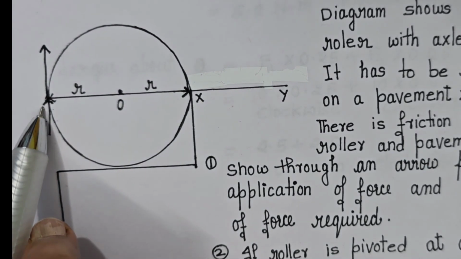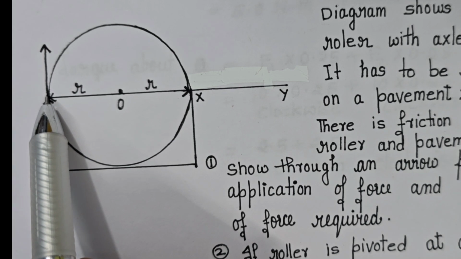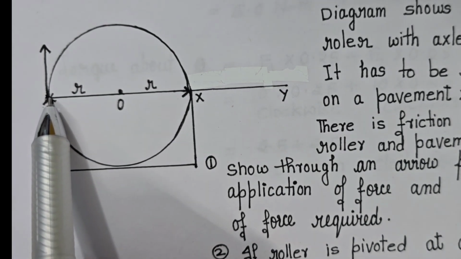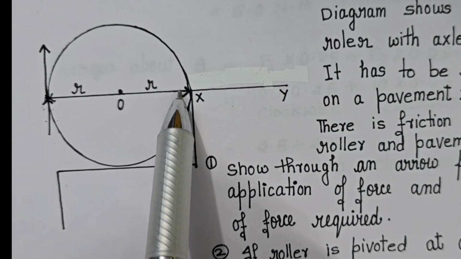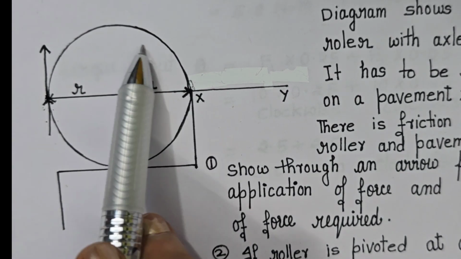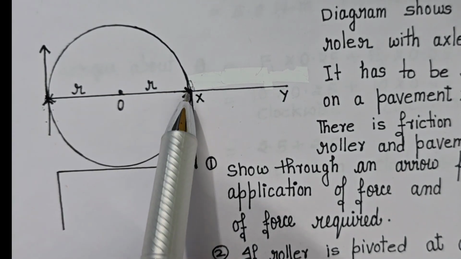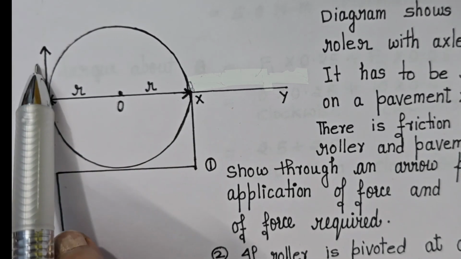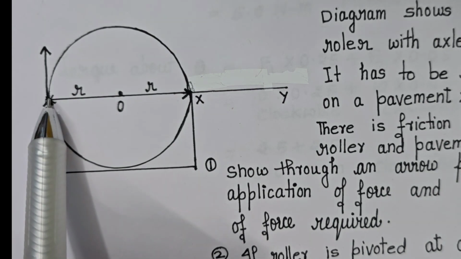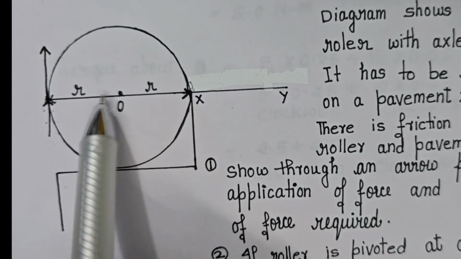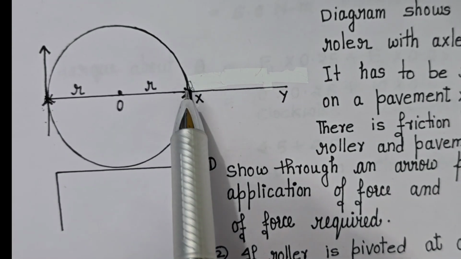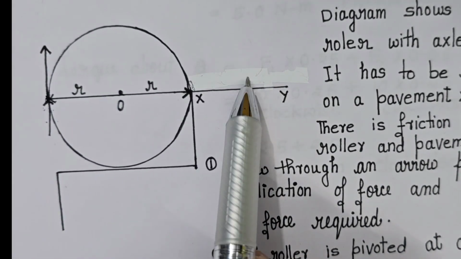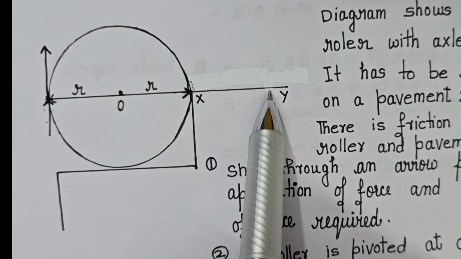Now calculation, and why we selected this point to apply the force, because force here is at the maximum distance from the point of rotation. The roller is rotating about this point, so at the maximum possible distance I am applying my force so that the maximum torque which is possible is applied and this roller is easily rotating in clockwise direction in order to move up the pavement XY.